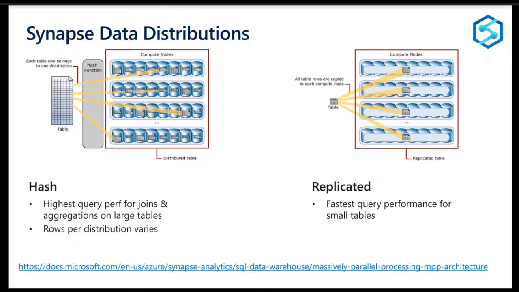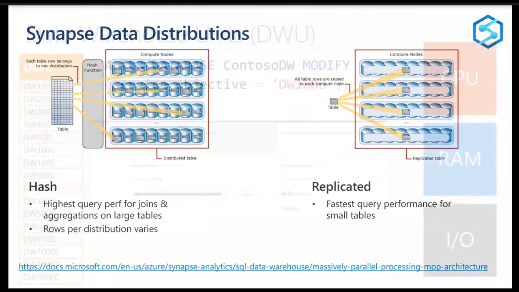The third one, round robin, sits in between these two. It is good for data loading scenarios where you are staging the data and you want to quickly load data into the data warehouse. We can use the third option, round robin.